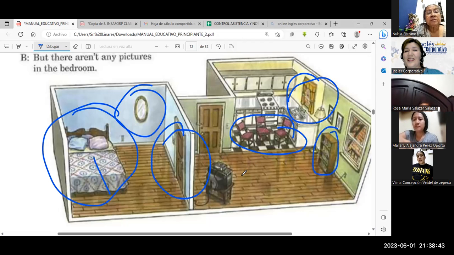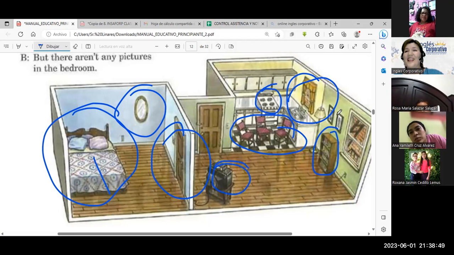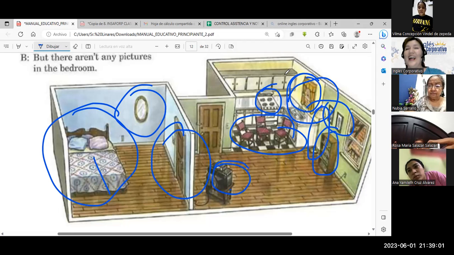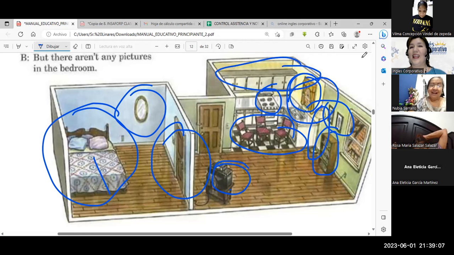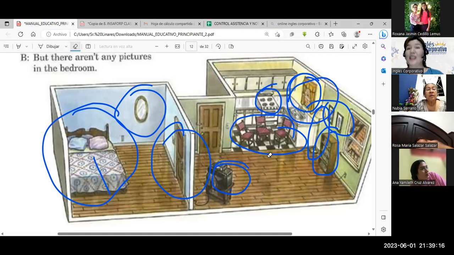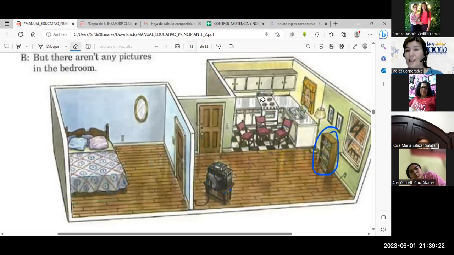There is a bookcase. There are some pictures. There is a TV. There is a lamp. There is a door. In this one, you say there are cabinets. There are three chairs. Exactly like that. There are doors. Good. Can you tell me something that she doesn't have?